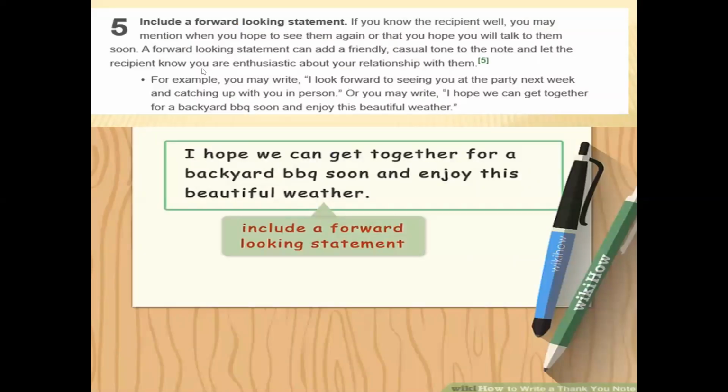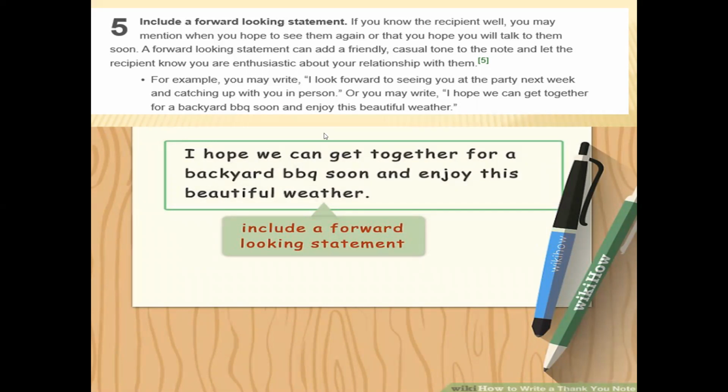Now, include a forward-looking statement. What do I mean by that? Include a forward-looking statement, how I will end my paragraph. When you want to end this kind of paragraph, after you thank him for the gift that he brought and you appreciate what he has done for you, now we have to include a forward-looking statement. You have to mention that you want to meet him again. This is what I mean by forward-looking statement.